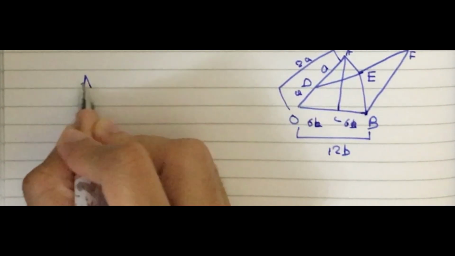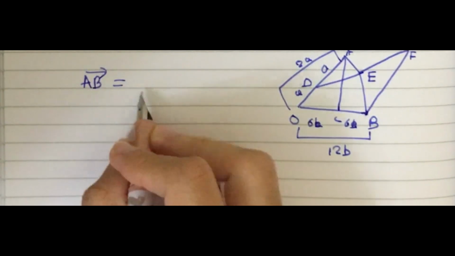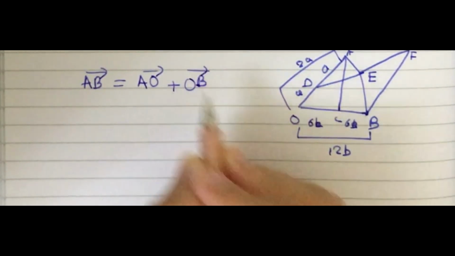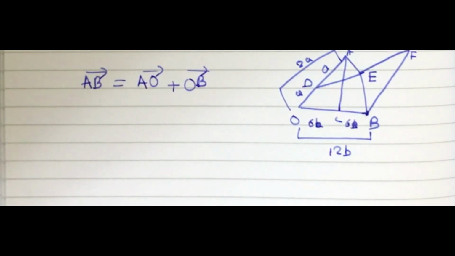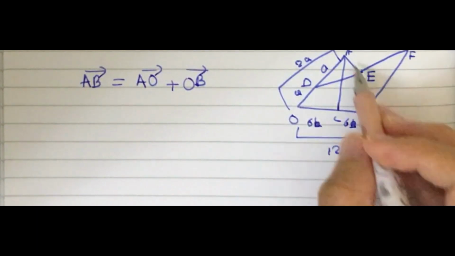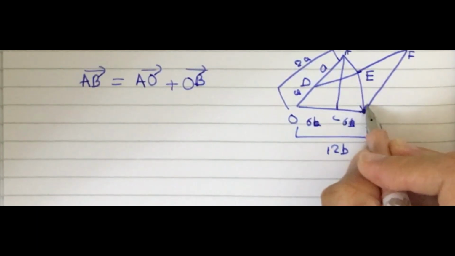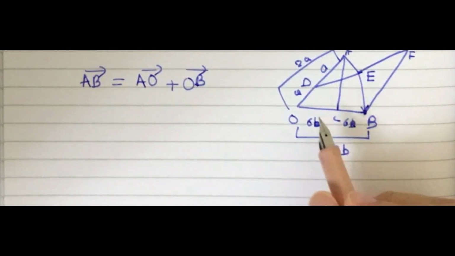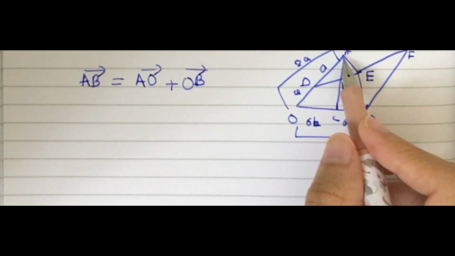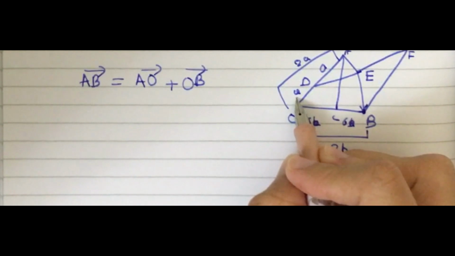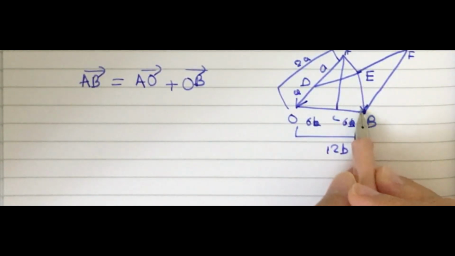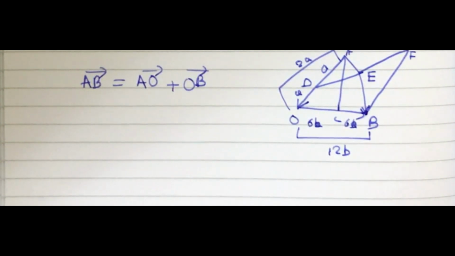So we know that AB is basically AO plus OB. Why did I say this? Because we need to follow the head to tail rule. I need to find AB, this distance right here. To go over here, I need to go all the way over here. So it's AO, going in this opposite direction, and then OB going here. So we have to follow the head to tail rule.